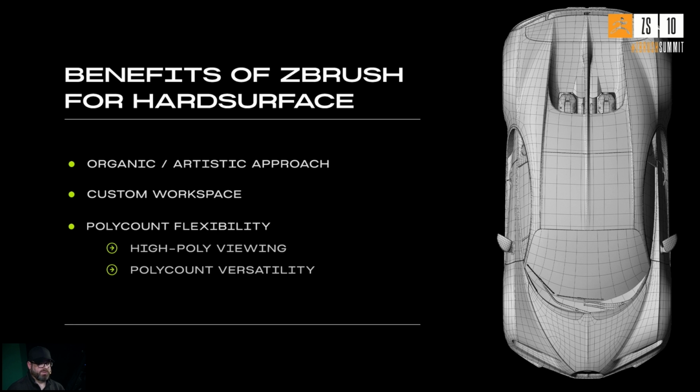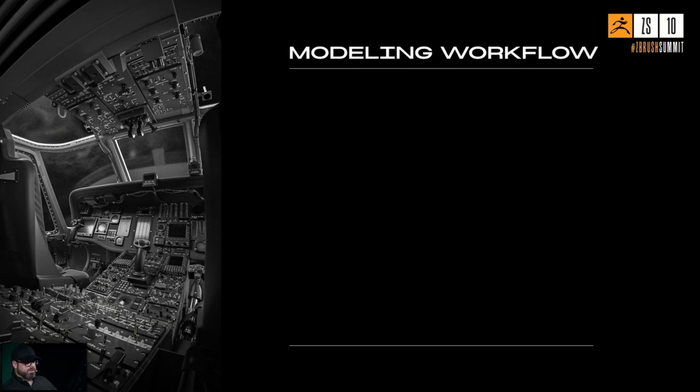The next benefit is poly count flexibility. So when you're in ZBrush, you have the ability to see the entire model in its whole. And that is really beneficial when you're adjusting proportions to other parts in your model. It's nice to see that instead of trying to hide the model because of the limitations that other software has. Another benefit is poly count versatility. This means you can go high, you can go low. ZBrush can handle it all. And speaking of that, that brings me to my next point, which is the modeling workflow.